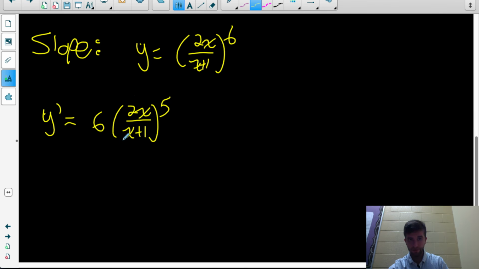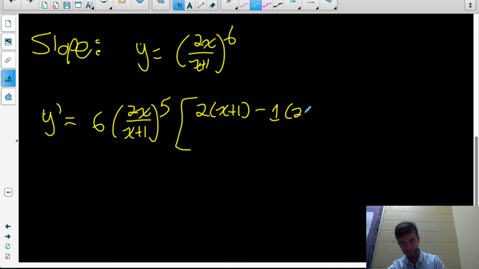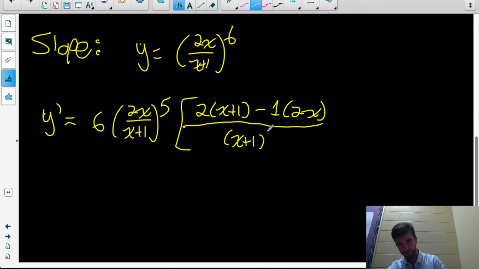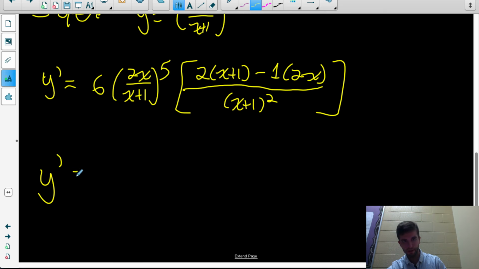So the derivative of 2x over x plus 1, well, we're actually going to have to use quotient rule for that. So it'll be the derivative of the top, which is 2, times the bottom, minus the derivative of the bottom times the top, all over the bottom function squared. So let's simplify this a little bit. I mean, we could just plug 1 into this equation now if we wanted to. I think it would be useful to simplify it a little bit.